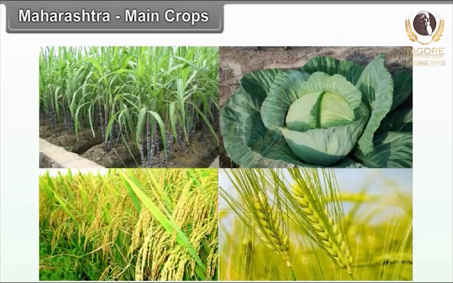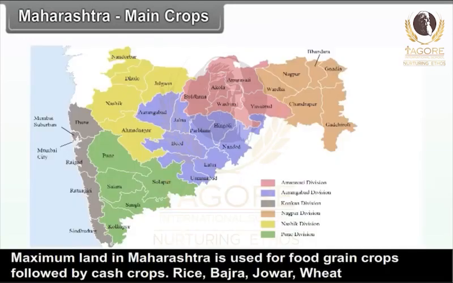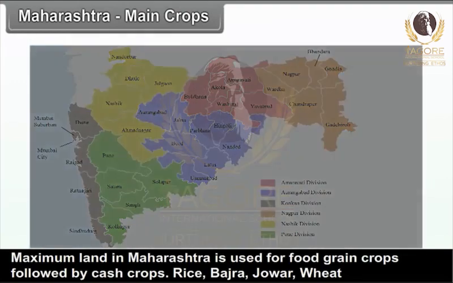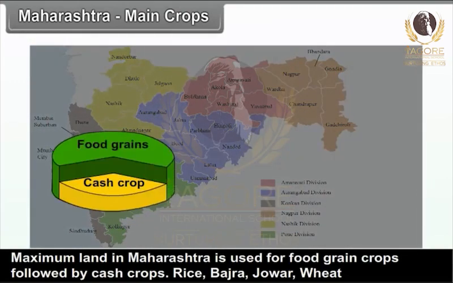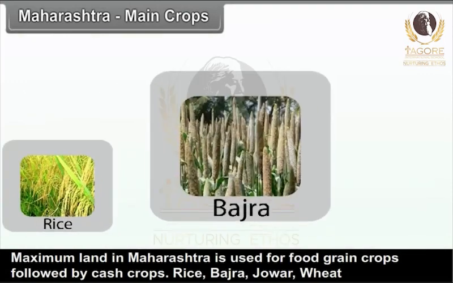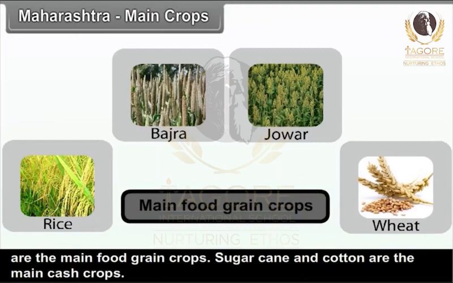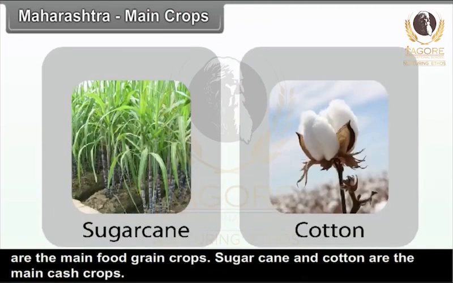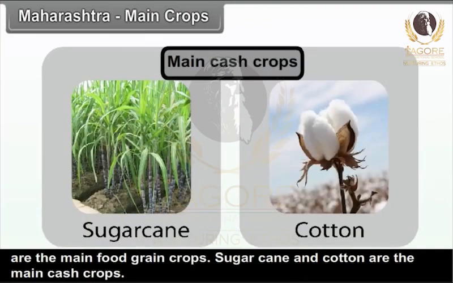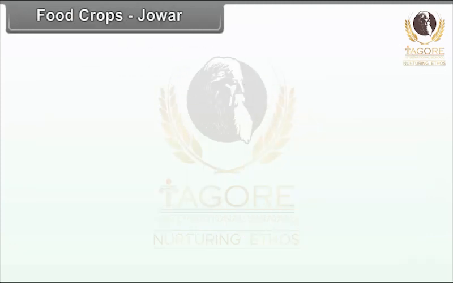Maharashtra. Main crops. Maximum land in Maharashtra is used for food grain crops, followed by cash crops. Rice, bajra, jowar, wheat are the main food grain crops. Sugarcane and cotton are the main cash crops. Food crops. Jowar.